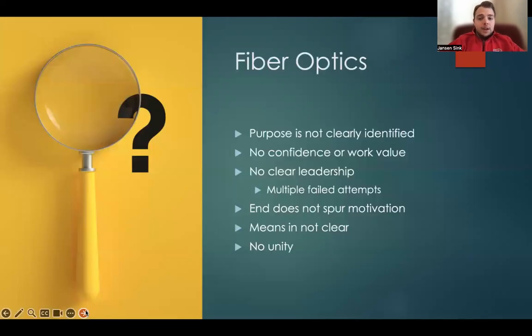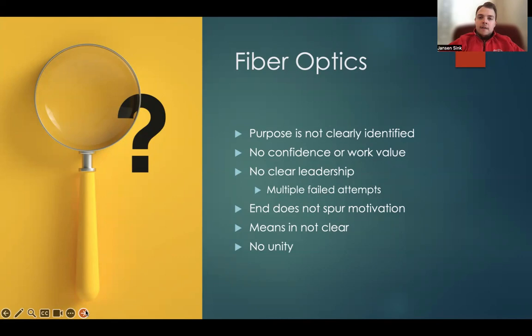The fiber optic team, on the other hand, does not have a clear purpose. They don't really know why they're going into work, which is going to lead to a lack of motivation. And a very big part of their inefficiency is that they don't have confidence. They also don't have work value. When you don't have a clear goal, a reason, a purpose for working, and you don't have confidence that you're doing the right thing, then you're going to be confused and disheartened when you go to work, which means you're not going to have a good work value.